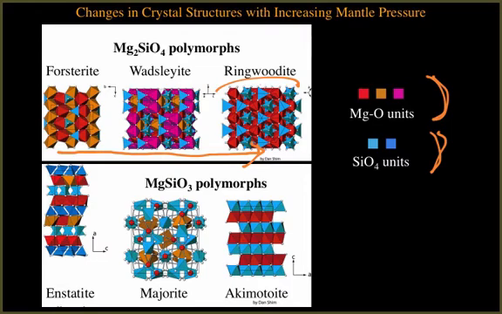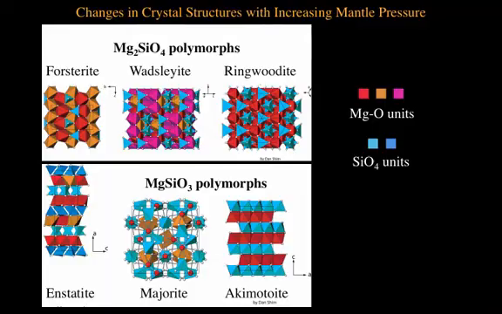Down below we have the orthopyroxene polymorphs. Here's enstatite, and that transforms to majorite and akimotoite at greater depths. These diagrams don't exactly show the size of these molecules decreasing, but if you look at the packing of various units within these models, you'll see that they are more densely spaced.